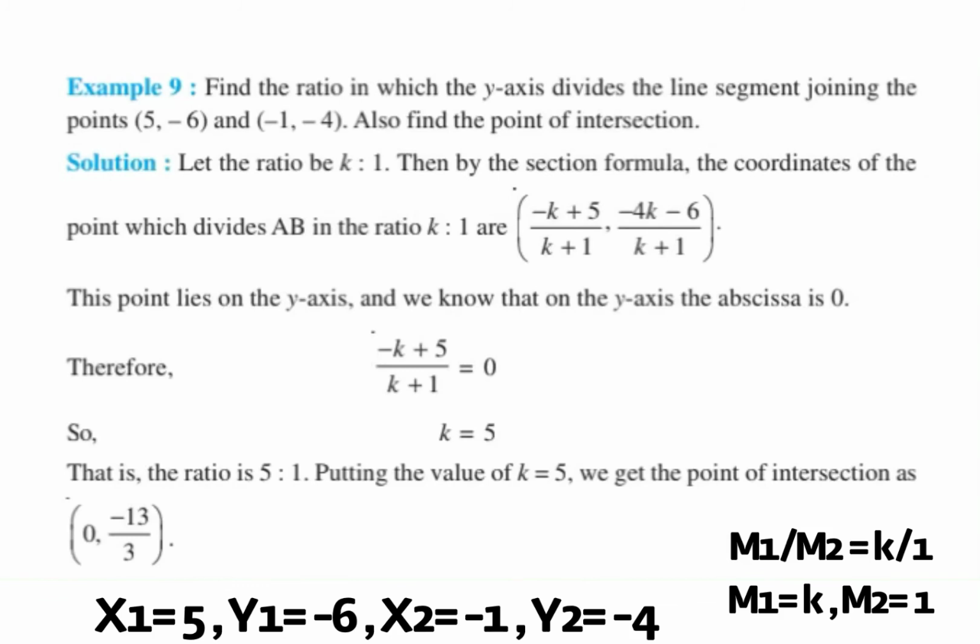Here it is given that the y-axis is dividing the line segment AB. So the coordinate of a point on the y-axis is, students, we have already studied in 9th standard, it will be (0, y). So comparing this with (0, y), we will get (-k + 5) upon (k + 1) is 0. So -k + 5 is equal to 0, which means that k is equal to 5. So the ratio m by n, which was equal to k by 1, is equal to 5 by 1. When we put the value of k in equation number 1, we will get the point of intersection as (0, -13/3), which is the required answer.